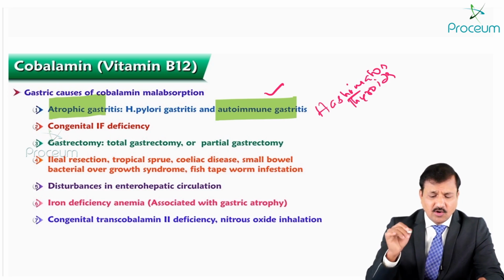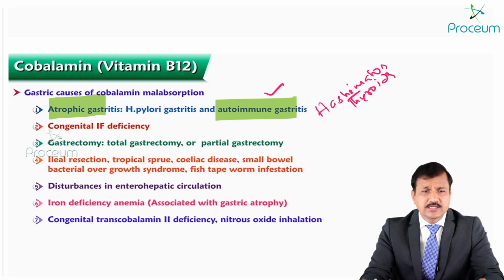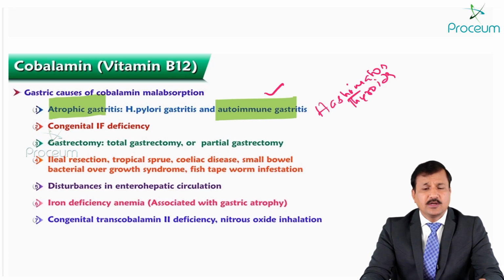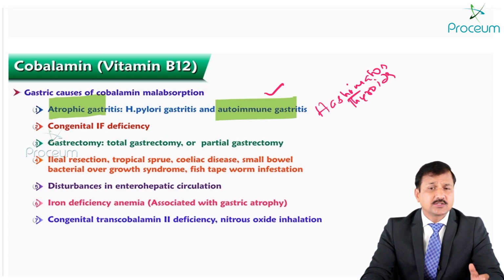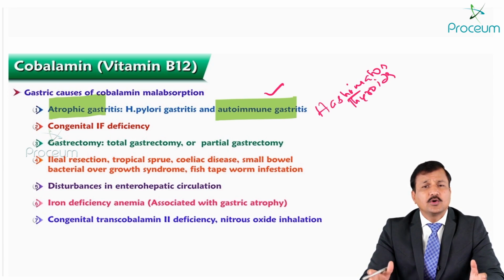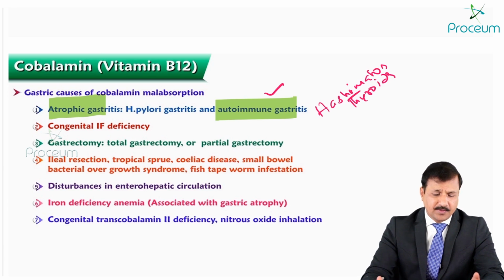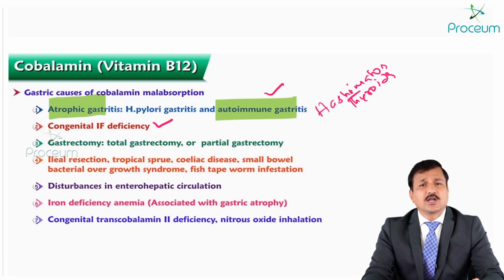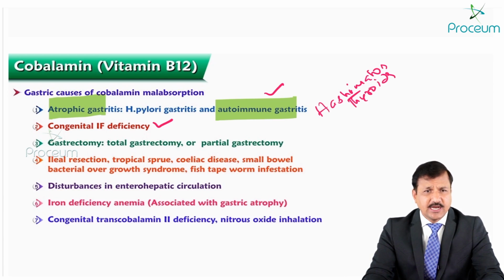H. pylori infection or autoimmune gastritis is one of the causes of vitamin B12 deficiency, other than dietary deficient intake. Intrinsic factor deficiency due to atrophic gastritis will lead to cobalamin malabsorption. Congenital intrinsic factor deficiency can also lead to cobalamin malabsorption, because it is there since birth. Intrinsic factor will be deficient in the child.